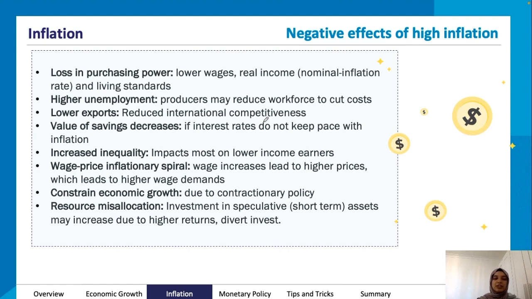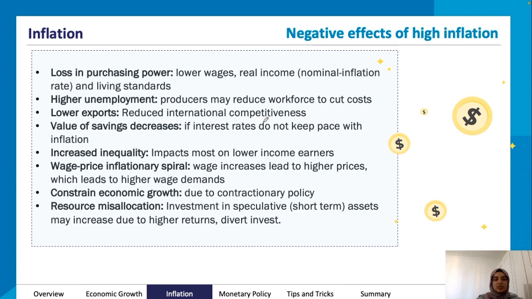Wage price inflationary spiral. So this is where wage increases lead to higher prices, like we just talked about with that cake shop example, which leads to higher wage demands. Okay, so if wages increase, they lead to higher prices. I say, oh my god, everything's so expensive, can you please increase my wage? And then again, it's just like a process that keeps on going round and round in circles, which is why it's called a wage price inflationary spiral, because it keeps spiraling around.